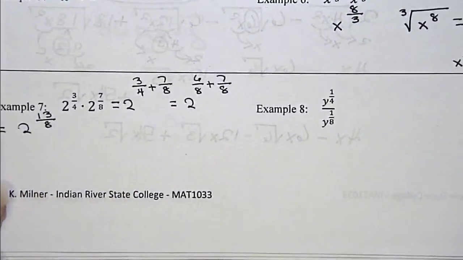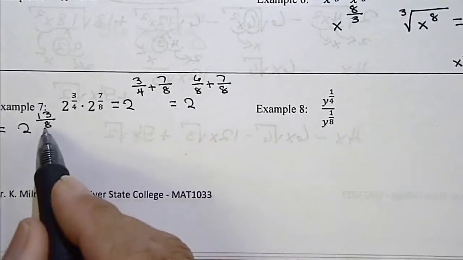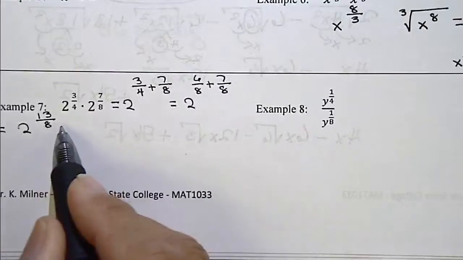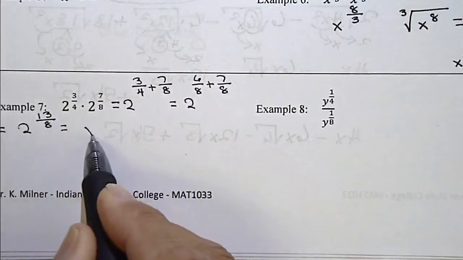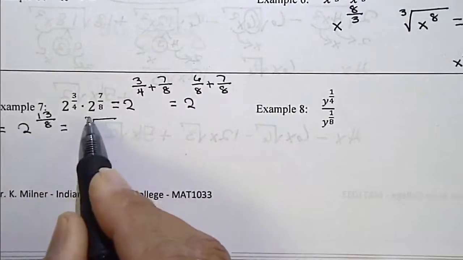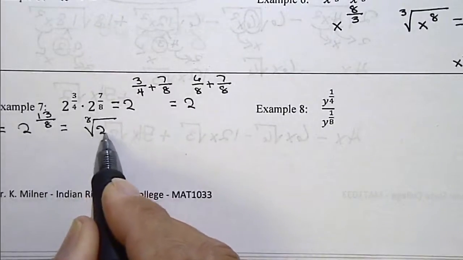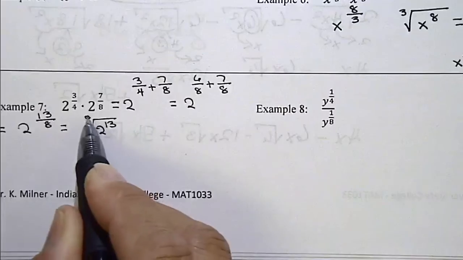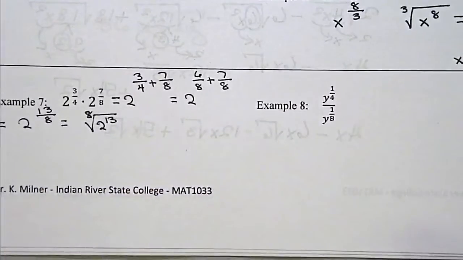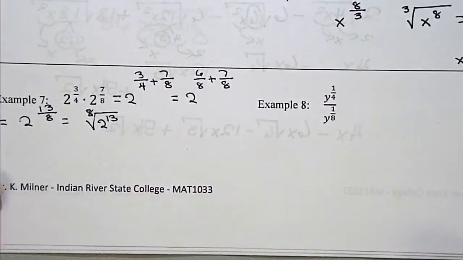Now, fix it so that it is a radical, okay? Go ahead and change it. It's going to be an 8th root, all right? It's going to have an index of 8, isn't it? And inside there, I'm going to have 2 to the power of 13. You just have to kind of memorize how that works, okay?